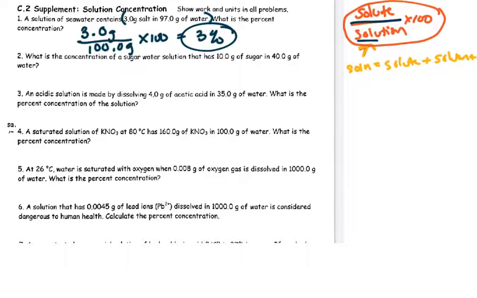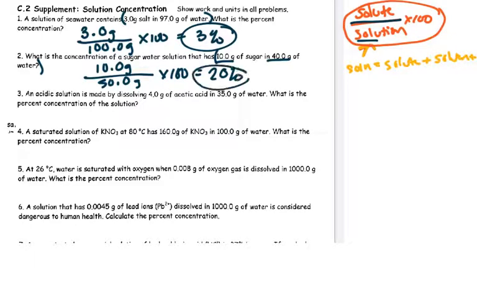So if I was going to do that again for like number 2, it says what is the concentration of a sugar water solution that has 10 grams of sugar in 40 grams of water. So again, grams of sugar in 40 grams of water. That makes my grams the solute, and then my solution is the whole thing, right? It's the sugar plus the water, so that's 50 grams of solution. And then, of course, times 100 to make it a percent, which gives me 20%. So that's how you're solving the problems for solution concentration or percent concentration.